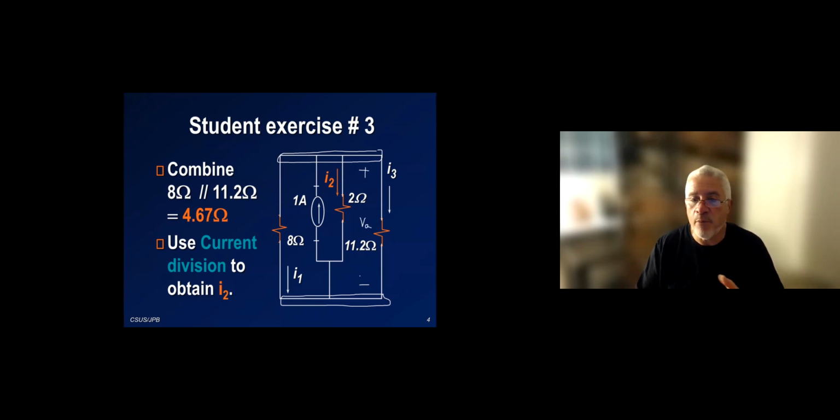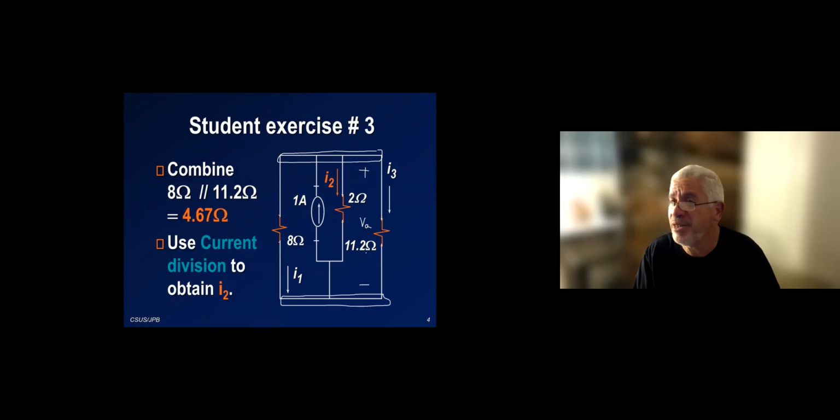I could have combined the 8 ohm, the 2 ohm, and the 11.2 in parallel, and then calculated the equivalent resistor from these 3 resistors. Once I find that equivalent resistor, I could find VA by multiplying the equivalent resistance by 1 amp. Once I have VA, I can find I1 as VA divided by 8, I2 as VA divided by 2, and I3 as VA divided by 11.2. So that's a nice, efficient way to do it.